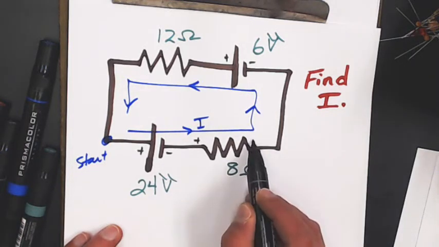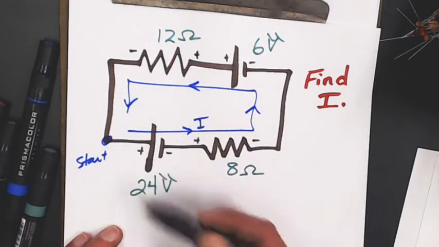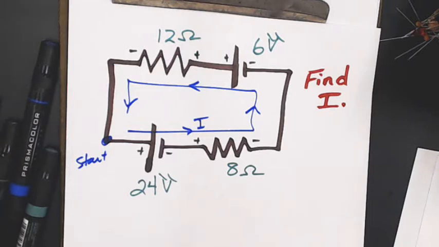So that's the high potential side. That's the low potential side. This is the high potential side. This is the low potential side. Now I'm back to where I started. So let's do the loop. Oop, wrong side.